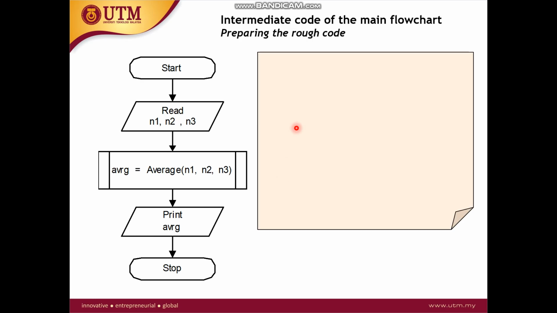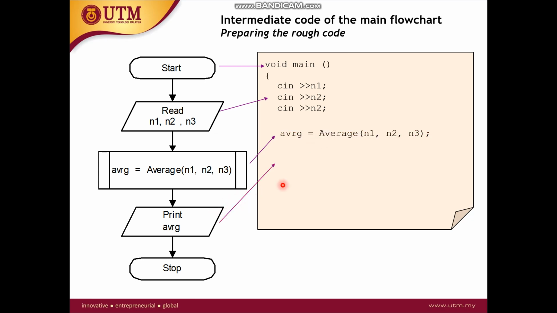Okay, at the beginning we are implementing an intermediate code of the main flowchart. So start, void main, and this bracket, so cin n1, n2, n3, and we are calling average equals average(n1, n2, n3). We are calling this function this way, and we are going to cout average and end the program.